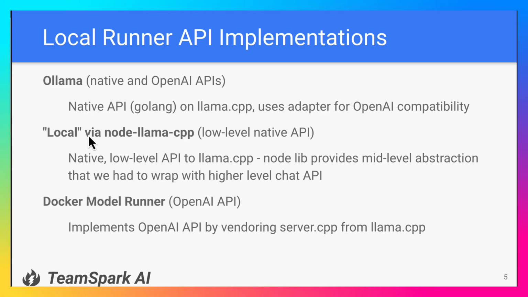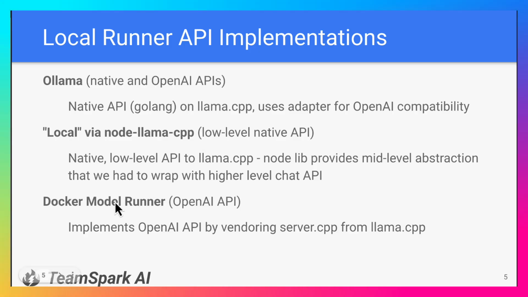When we implemented our local provider, where we use Node Llama CPP directly, they don't really have a good high-level chat API, but they have some kind of intermediate tool. So we basically had to build our own chat API around their lower-level tools, which involves some knowledge of templates and some other things. So it's definitely more of a hassle. It's way more of a hassle.